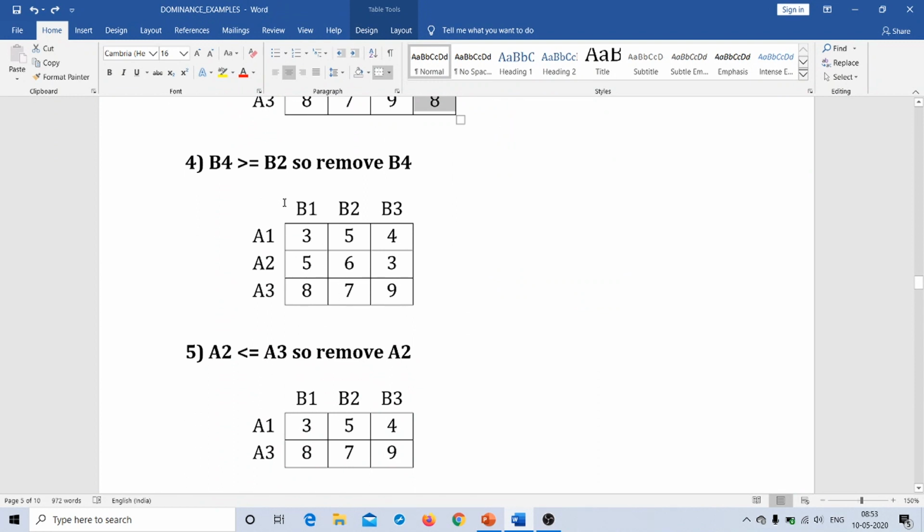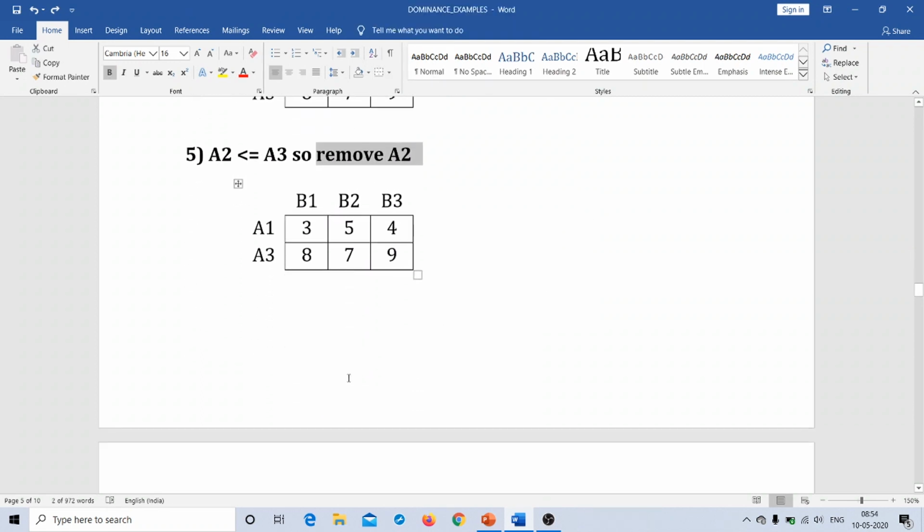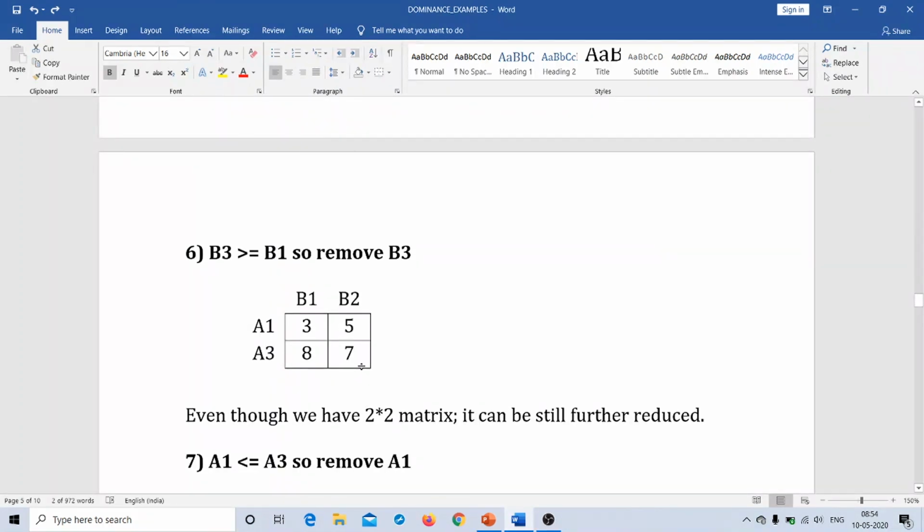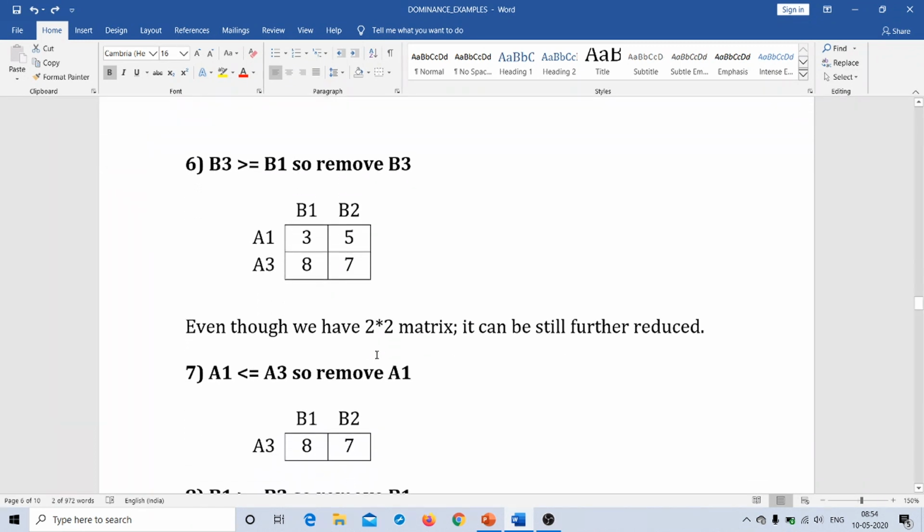Right? Then once I get this particular matrix, I have A2 less than or equal to A3. So row A2 is getting dominated by row A3, and hence I remove A2. So likewise, I keep removing the rows or columns, right? I keep eliminating the rows or columns. And then now look at this. Now this particular matrix is a 2 cross 2 matrix.